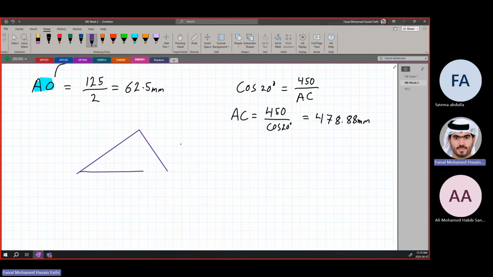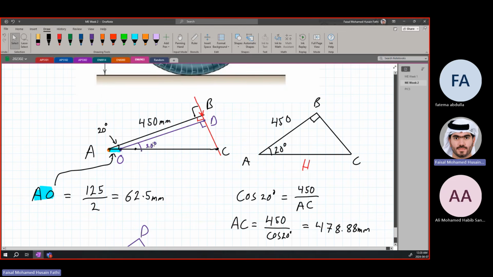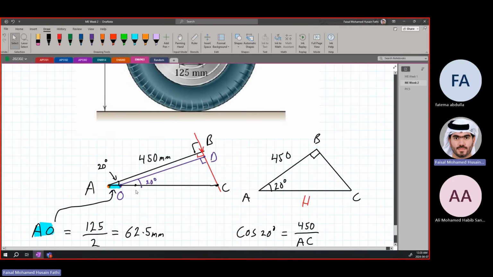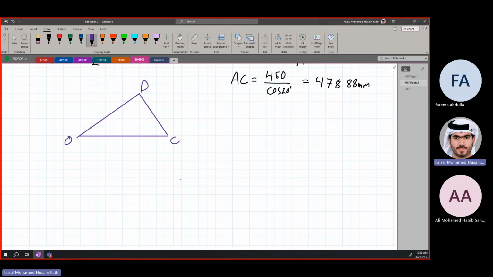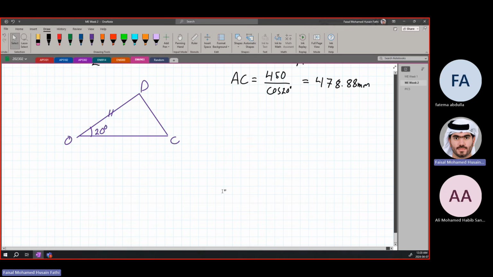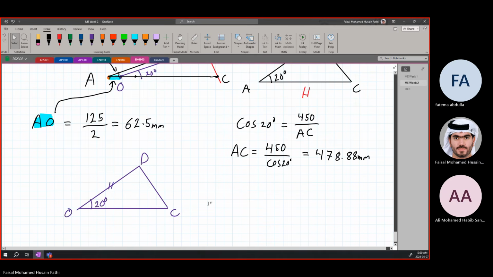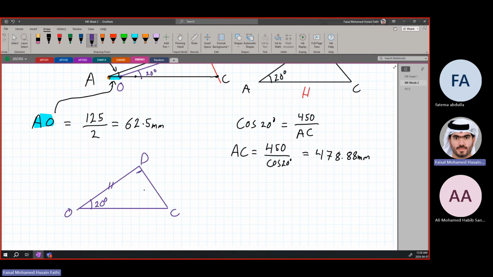This is the smaller triangle, which is ODC. And then again, this is 20 degrees. Remember, we are trying to find this side, the OD part. Okay? Now what do we need? We need one more side to be able to find this.